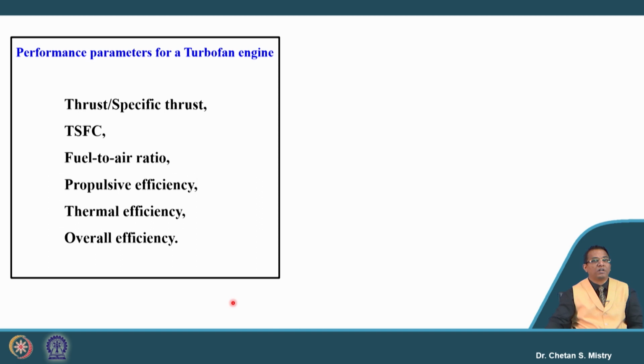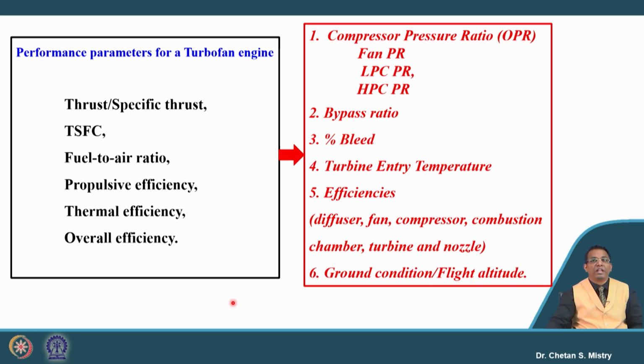The performance parameters of our interest are thrust, specific thrust, thrust specific fuel consumption, fuel air ratio, propulsive efficiency, thermal efficiency and overall efficiency. For this turbofan engine, it mainly depends on the overall pressure ratio, which may be fan pressure ratio, LP compressor pressure ratio, and HP compressor pressure ratio. In this case there is nothing called HP and LP compressor, so we are considering the compressor pressure ratio. We have a parameter called bypass ratio, which also has an impact on all these parameters.